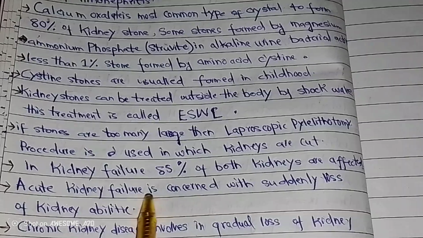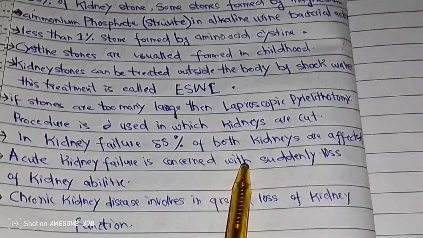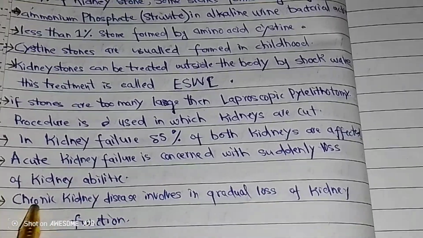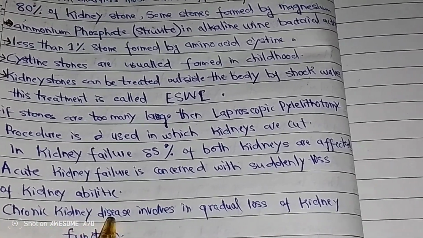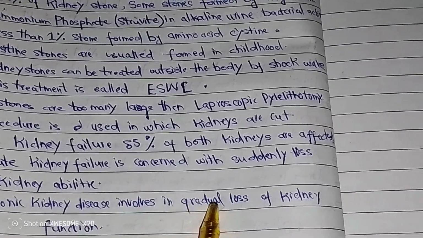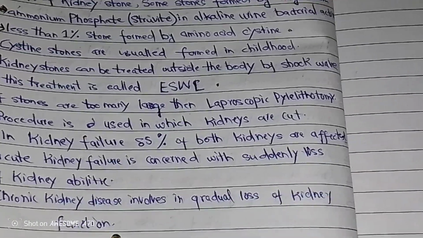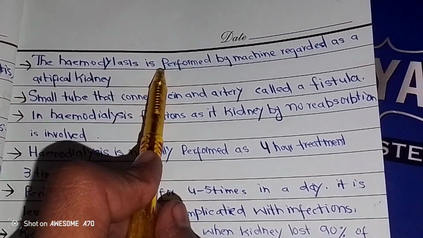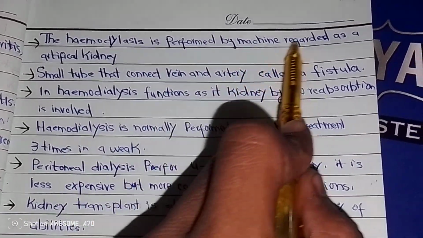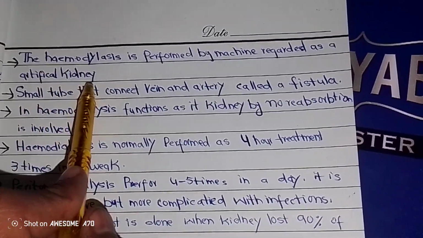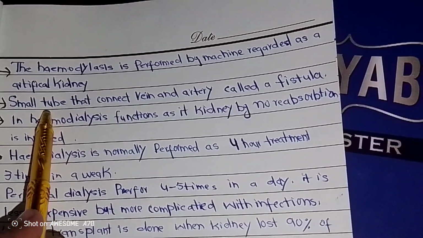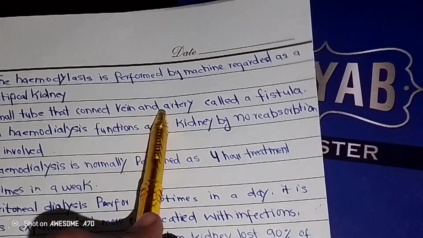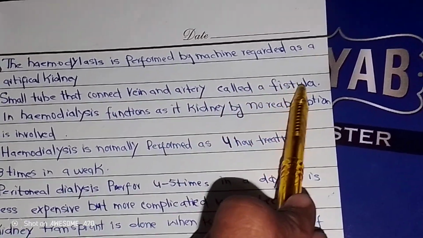Number one, acute kidney failure, and the other is chronic kidney failure. Acute kidney failure is a sudden loss of the kidneys' abilities, and chronic kidney failure is a disease involving gradual loss of kidney function. Hemodialysis is performed by a machine regarded as an artificial kidney, and small tubes in the hemodialysis machine that connect both vein and artery are called a fistula.